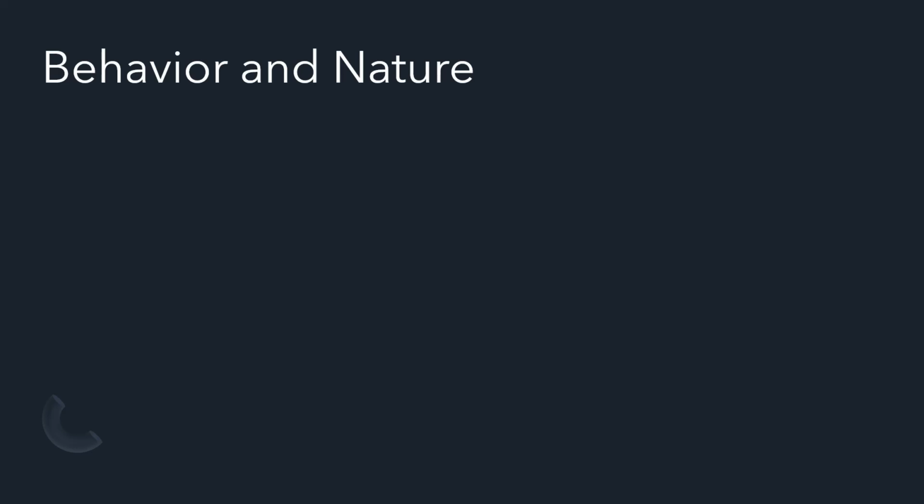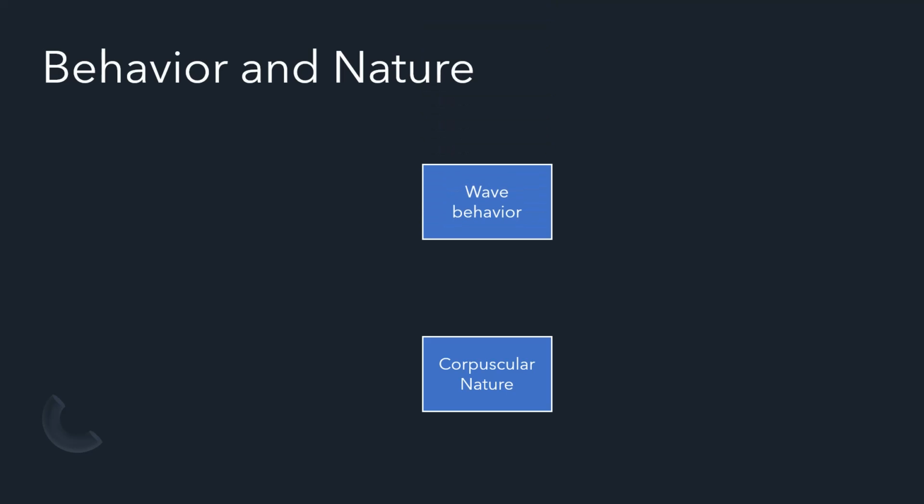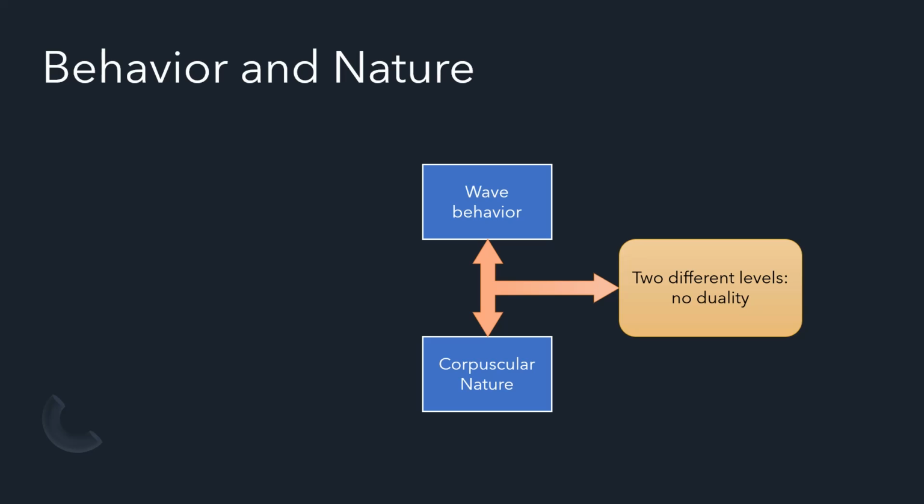What we want to show is that a corpuscular nature can behave in a way of a wave, and this eliminates the need of assuming some sort of duality, because we separate our elements of interpretation into two different levels: the level of nature, which is an ontological level, and the level of behavior, which is, as I called it, an epistemological level.